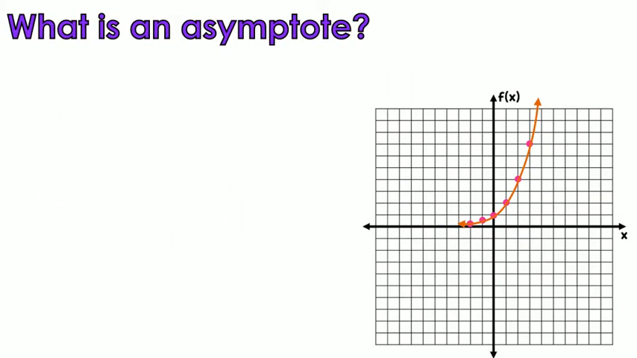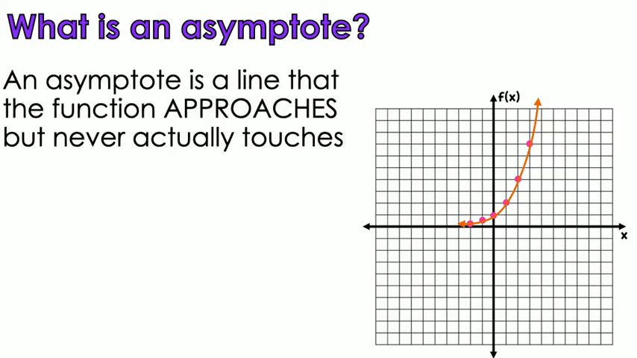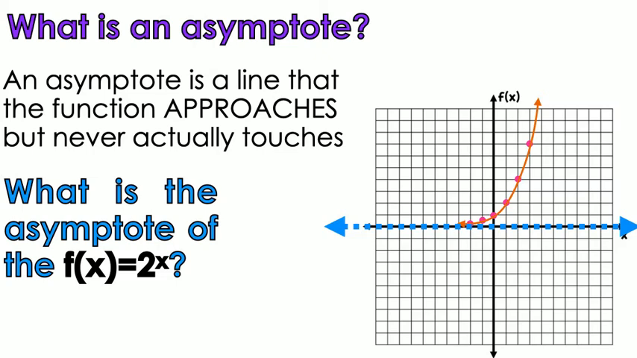What is an asymptote? An asymptote is a line that a function approaches but never actually touches. So an exponential function is getting really close to zero, but it's never actually touching zero, because if I plugged in 2 to the power of 0.0000000000001, I would still get a value. If I plugged in 2 to the power of 0.00000 and I added a million zeros and then a one, I would still get something very, very close to zero, but not zero. Okay?